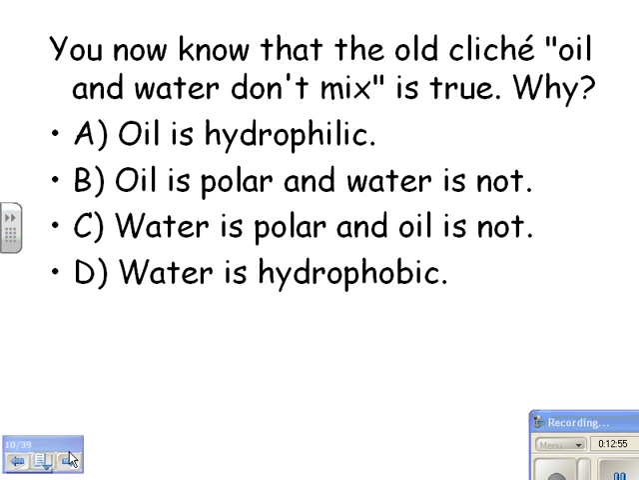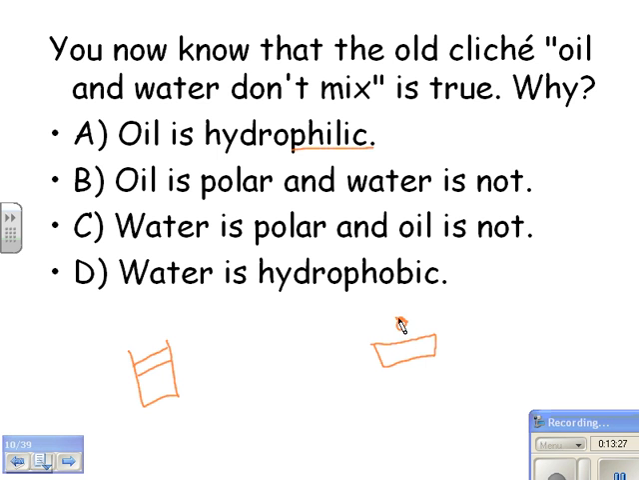You know that the old cliche, oil and water don't mix, is true. Why? So we did that in lab. We had a beaker and you put water in it and then you dropped some oil in it and they were separate. And so the reason is, let's see, oil is hydrophilic. No, if it were hydrophilic, they would all mix up. Oil is polar and water is not. Well, I think they are opposites because they're not mixing. But is water polar or non-polar?